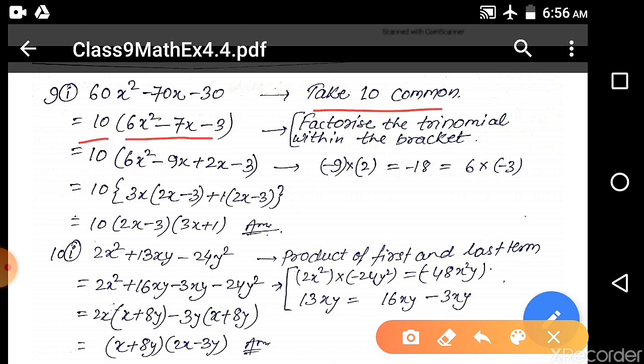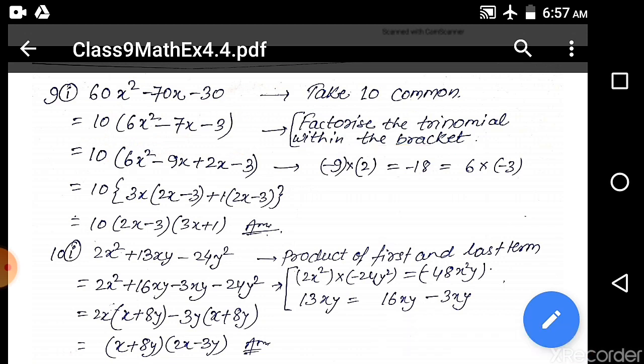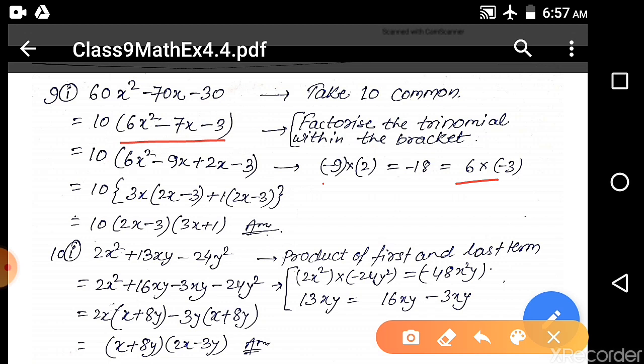Now we have this trinomial, this part. Think about this part only, then you can easily solve. I have mentioned here to factorize the trinomial within the bracket. Here we have the first term 6 and the last term minus 3. So the product is minus 18. So the middle term, that means 7x, can be broken as minus 9x plus 2x. See, for 7x you can write minus 9x plus 2x. Here the product of minus 9 and 2 is minus 18, which is equal to the product of the first two terms.